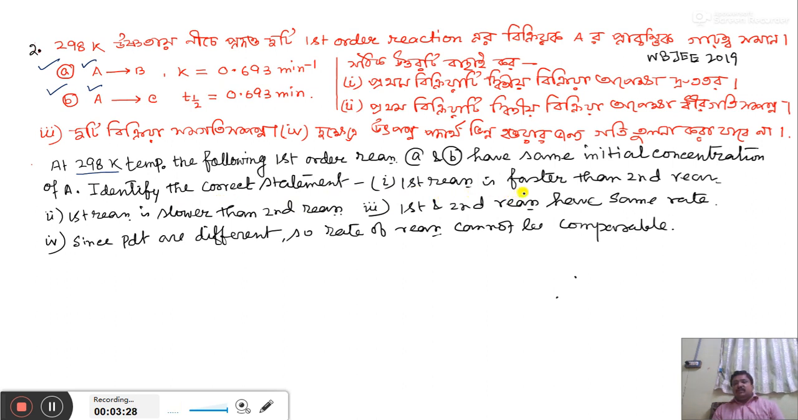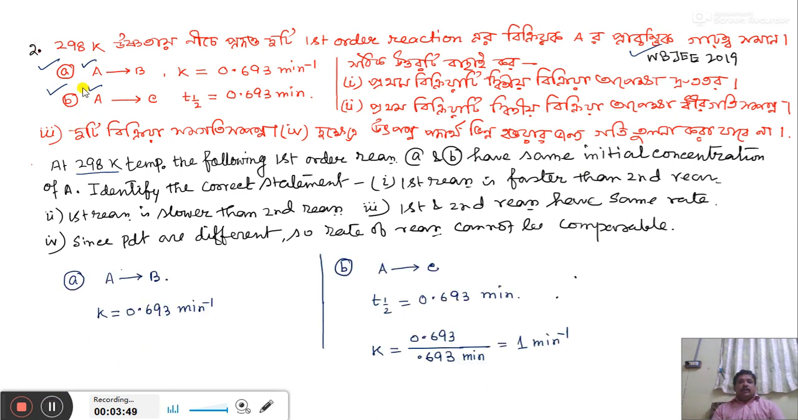Option 1, the first reaction is faster than the second reaction. Option 2, the first reaction is slower than the second reaction. Option 3, the first and second reaction have the same rate. Option 4, since the products are different, the rates of the reactions cannot be compared. This question came in West Bengal Joint Entrance Examination 2019.